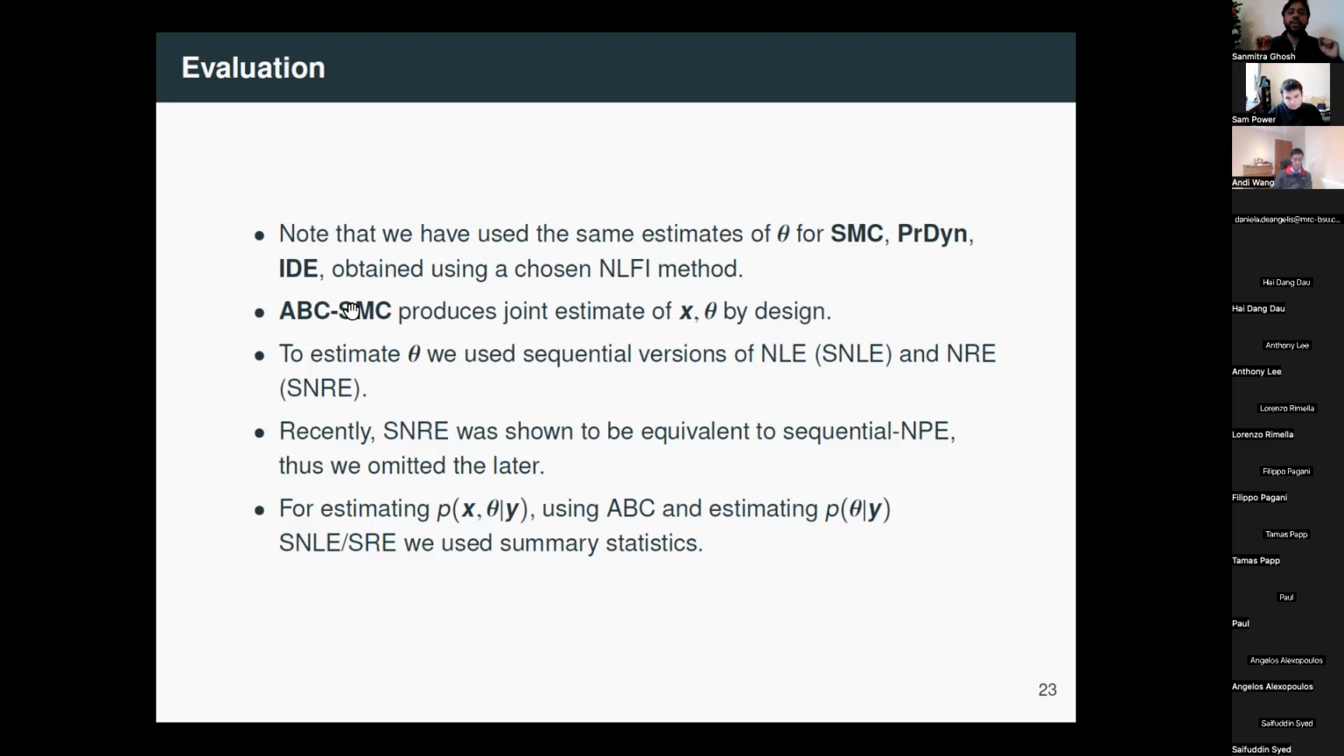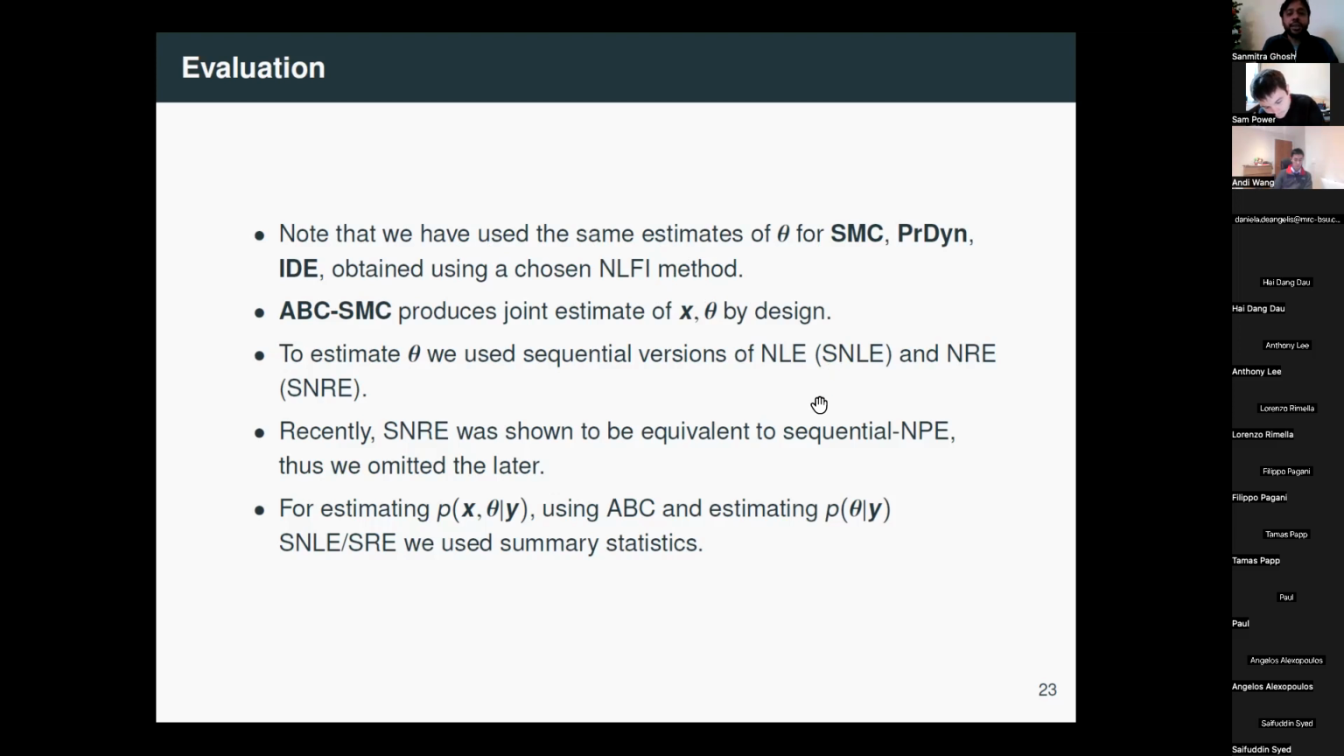So we can use fixed simulation budgets. We use as many simulations as practically feasible for ABC SMC, so that maybe the theta estimates for NLFI and ABC come as close as possible, right? So that's what I've done.